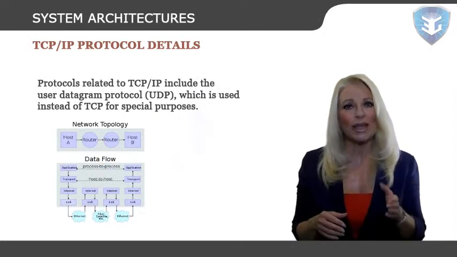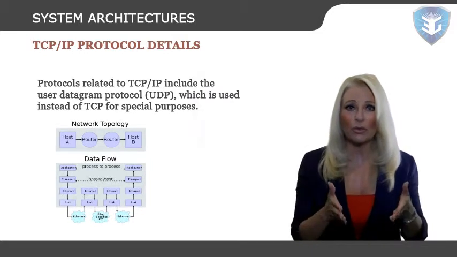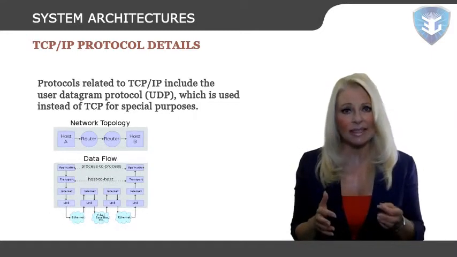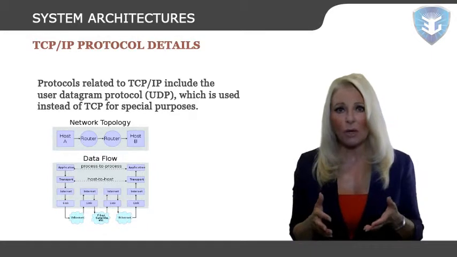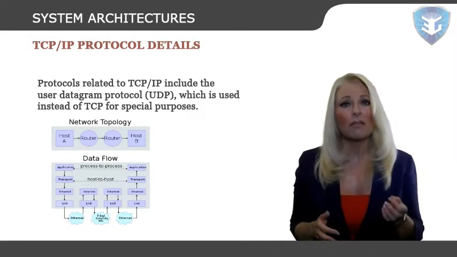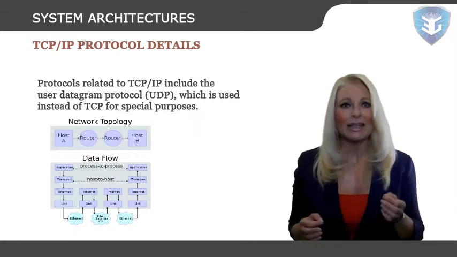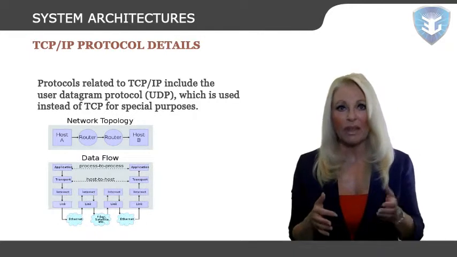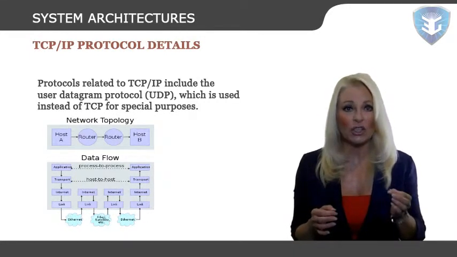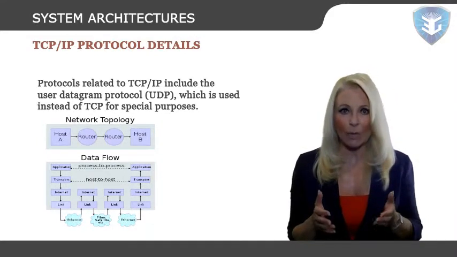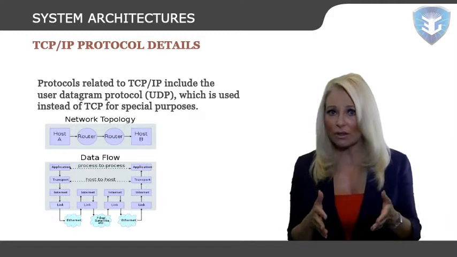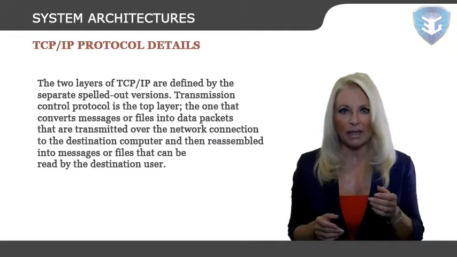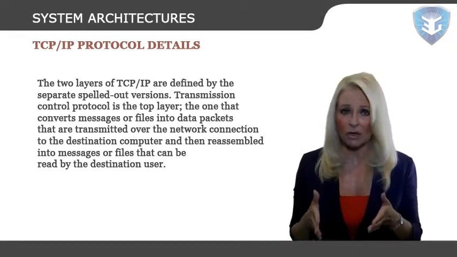Protocols related to TCP/IP include the User Datagram Protocol, UDP, which is used instead of TCP for special purposes. Other protocols are used by network host computers for exchanging router information. These include the Internet Control Message Protocol, ICMP, the Interior Gateway Protocol, IGP, the Exterior Gateway Protocol, EGP, and the Border Gateway Protocol, BGP.